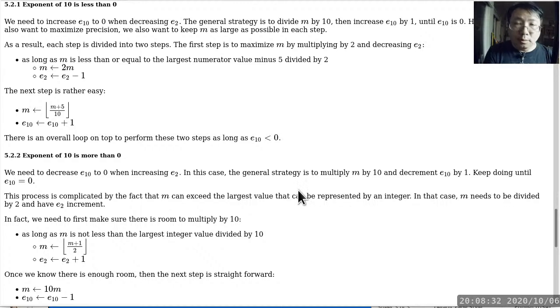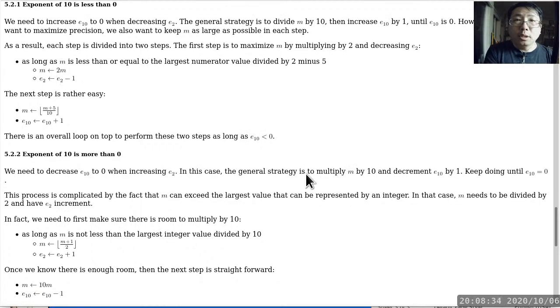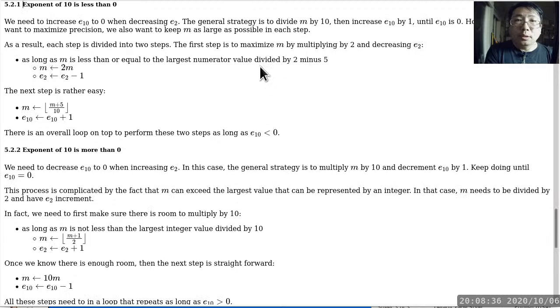All right, so let me update the web page. And now it is correct, because now it says as long as M is less than or equal to the largest numerator value divided by 2 minus 5. Okay. So now we've got a few new questions. What is the largest numerator value?